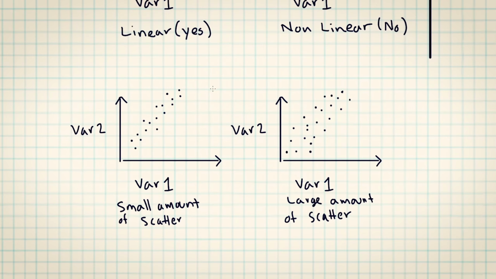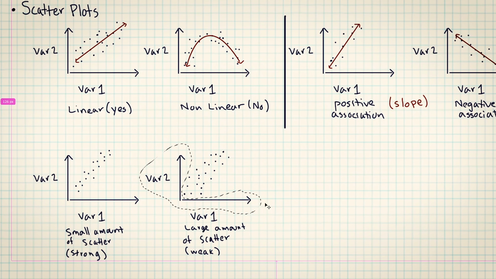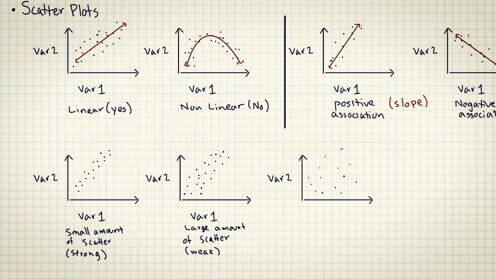So the idea here is that when there's a small amount of scatter, it's easier for us to make predictions about where the next dot would go. And when there's a large amount of scatter, then it's more difficult. Our predictions are going to be less accurate. So when there's a small amount of scatter, we call the scatter plot strong. And when there's a large amount of scatter, we call it weak. If you can't identify a trend at all, if the dots are just all over the place, this is like the weakest possible association. So we say that there's no association.